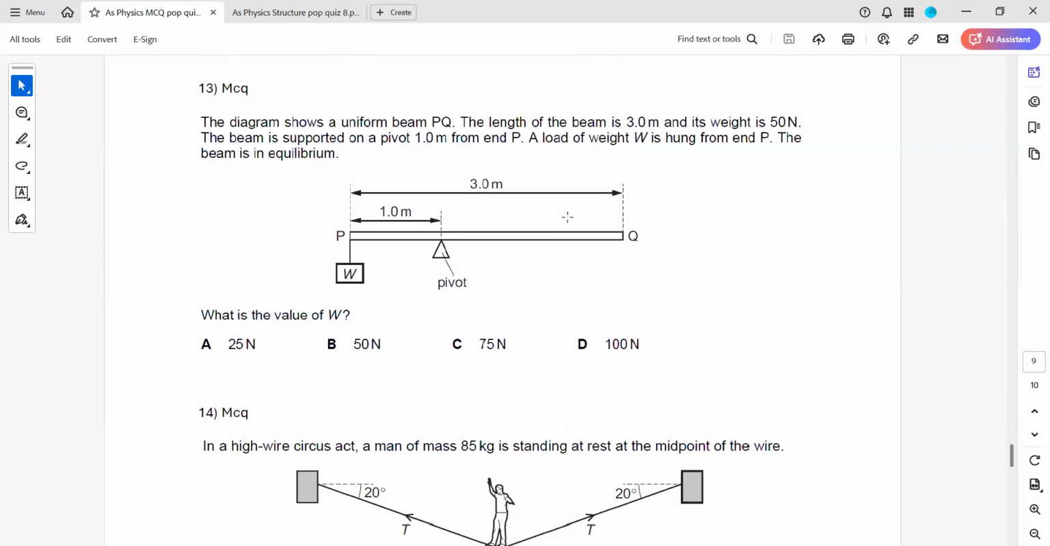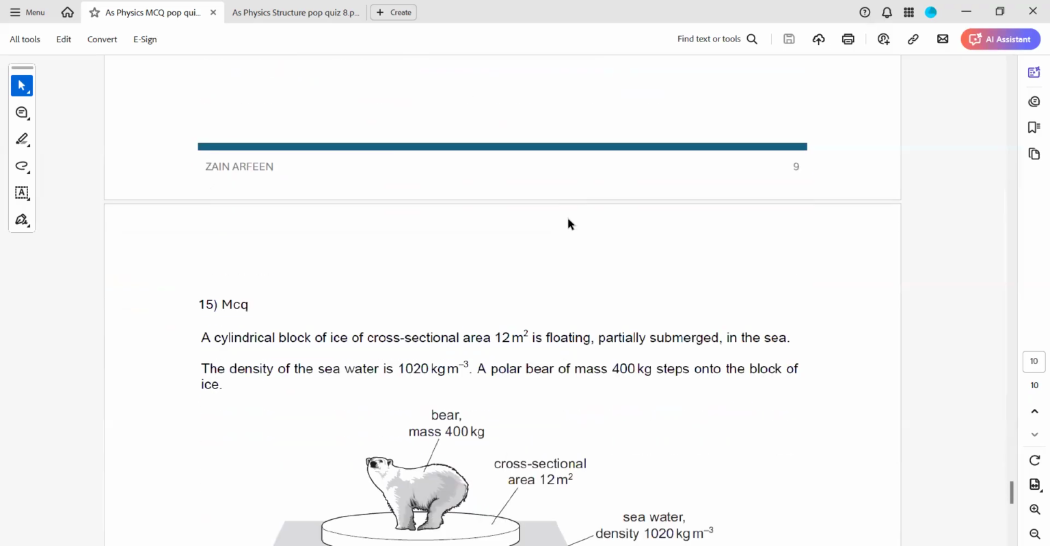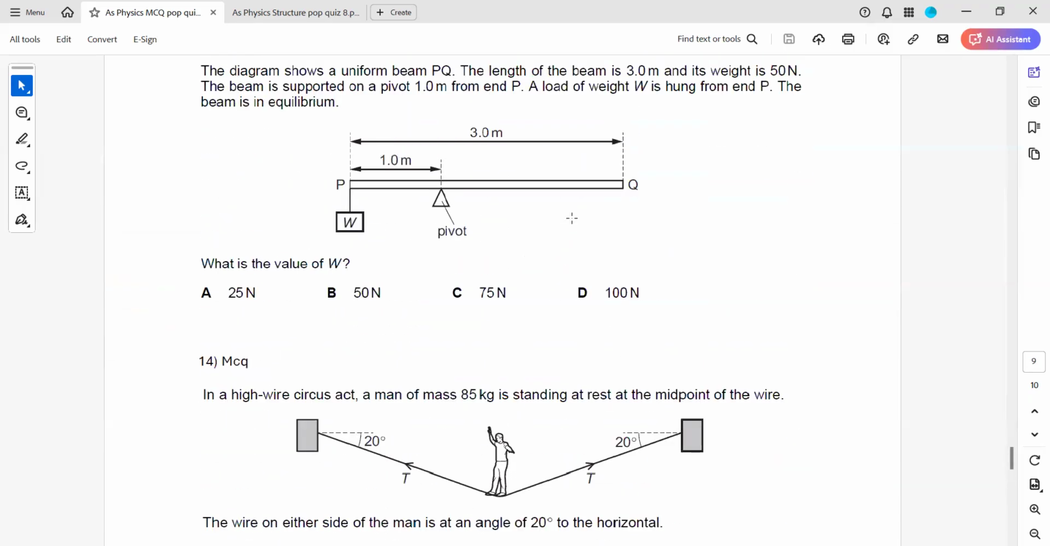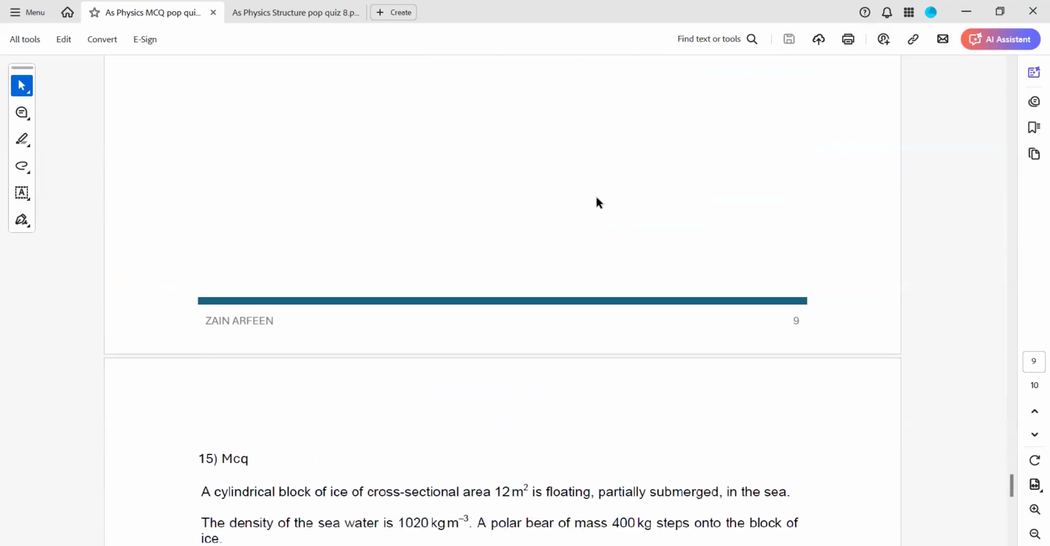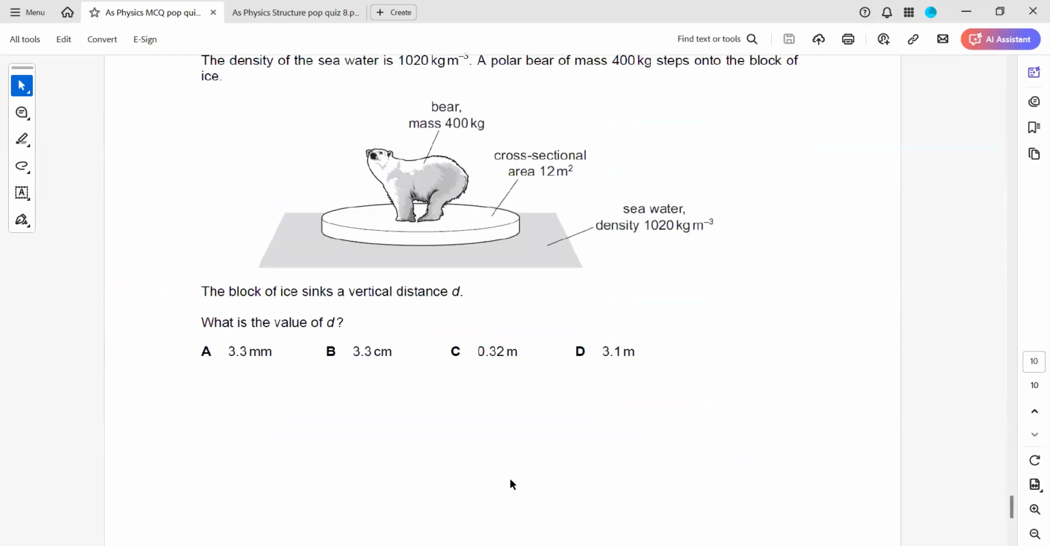Question 13, any doubt? 13, 14. Question 13, 14, 15. Any doubt? Question 15, okay.